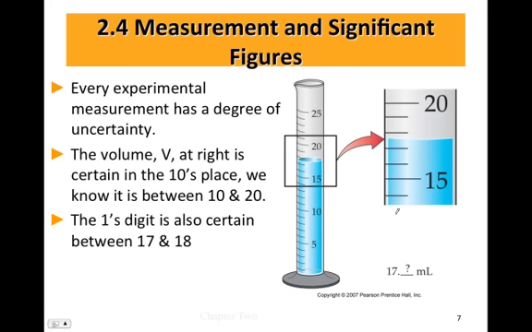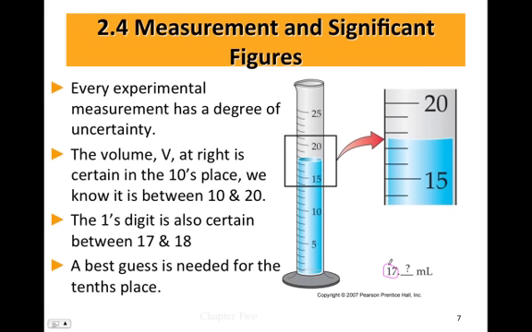When we look at the next digit, we also know that this is 15, this is 16, this is 17, this is 18. So we know that the number is between 17 and 18. Those are certain digits. There's no question whether or not the first digits are 1 and 7. So we've got 17 here. Now, there's one final digit that we have to guess about. And a best guess is always needed for that last digit in any measurement. When we're talking about a balance, it does that guessing for you, or a thermometer will do that guessing for you. But when you're looking at something that has measured numbers, when this number is 17 and this number is 18, you have to guess what goes in between.